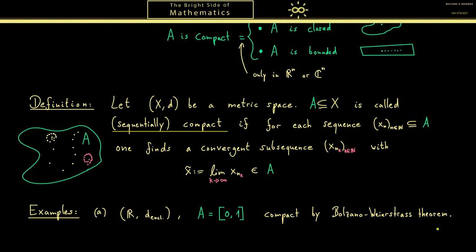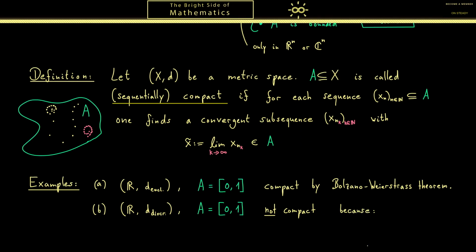Then with this in the toolset, one can easily show the equality here for Rn or Cn with the standard metric. Therefore, let's now look at the same sets together with another metric. So again, the real number line, but now with the discrete metric. Now you might already guess, in this case, the unit interval is not compact. In order to show this, you just have to find one sequence which has no convergent subsequence at all. Hence, let's simply do that.